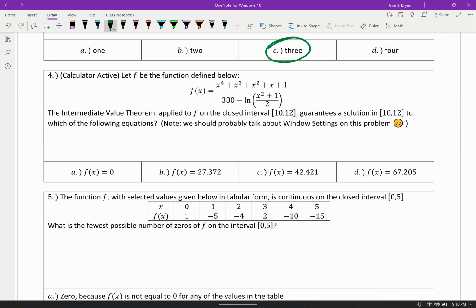Now, there's a few things we'll need to do here. To use the IVT, right, first we have to talk about continuity. Continuity is rough here. However, this only breaks, right, if the natural log is exactly 380. Now that could happen, but I'm actually going to cheat a little bit here. Let's go ahead and just graph this function since it's calculator active, and let's just look at the graph and see if it's continuous from 10 to 12.